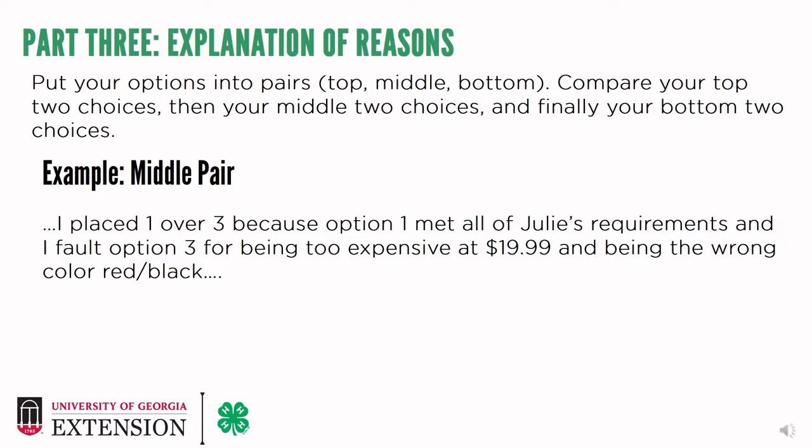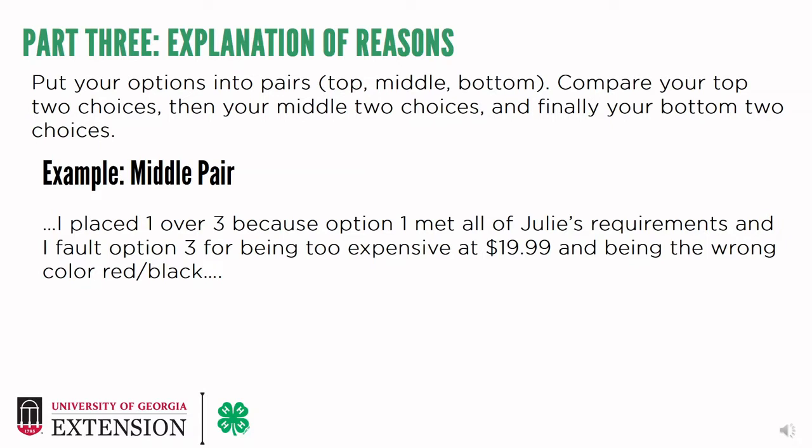So the example for our middle pair states, I placed 1/3 because option 1 met all of Julie's requirements, and I fault option 3 for being too expensive at $19.99 and being the wrong color, red and black. So in this example, I took my second choice and compared it to my third choice, which is our middle pair.